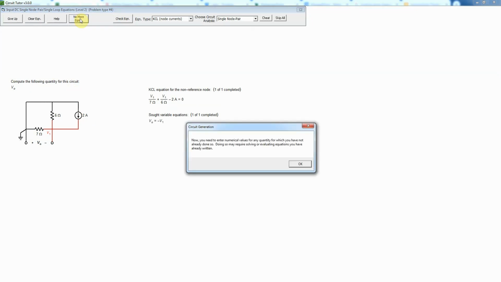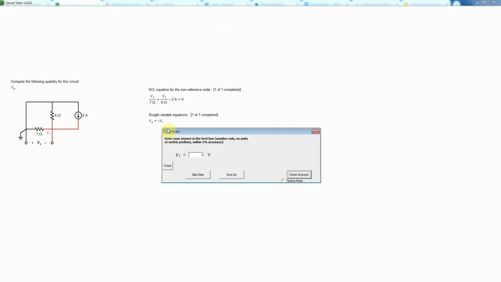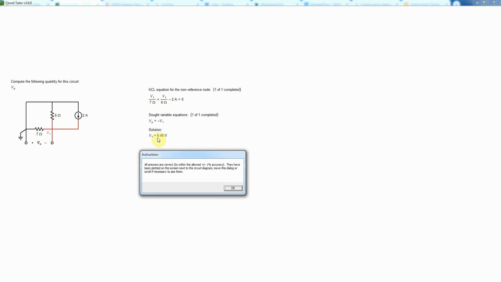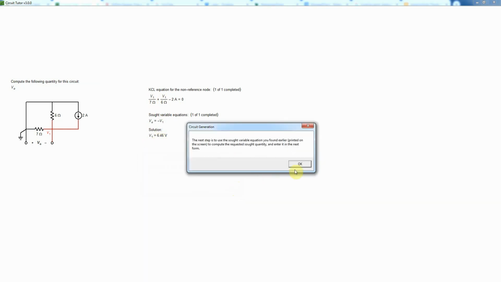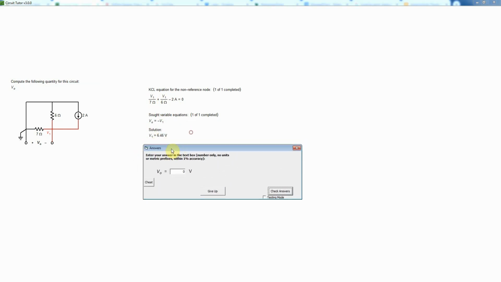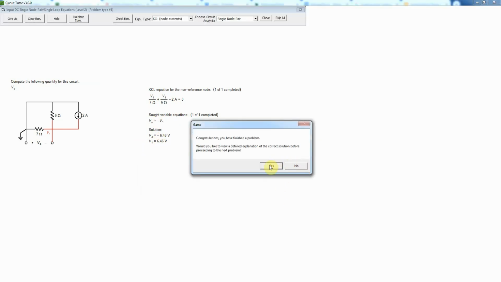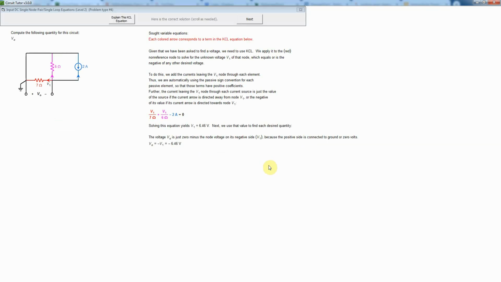Okay, that's all the equations, and so now I just need to evaluate the equations, first by solving for V1, so I just use simple algebra there, and add a 7th to a 6th, over a common denominator, or just using my calculator. And so that'll work out to be 6.46 volts in this case. And then I have to use the sought variable equation and just basically take the negative of that number. And that's done.